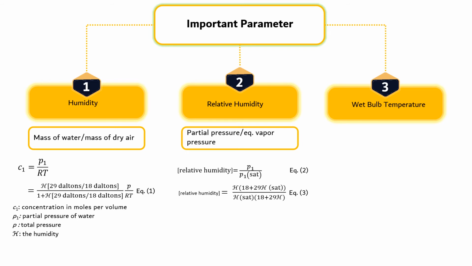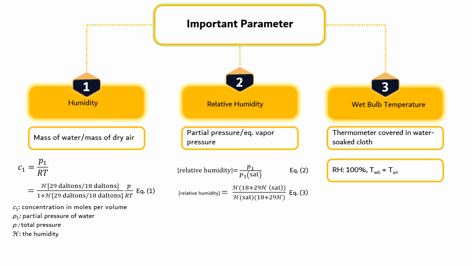The third special parameter is wet bulb temperature. The wet bulb temperature is the temperature read by a thermometer covered in water-soaked cloth over which air is passed. At 100% relative humidity, the wet bulb temperature is equal to the air temperature measured by a dry bulb thermometer. The dry bulb minus the wet bulb temperature is a measure of the humidity.